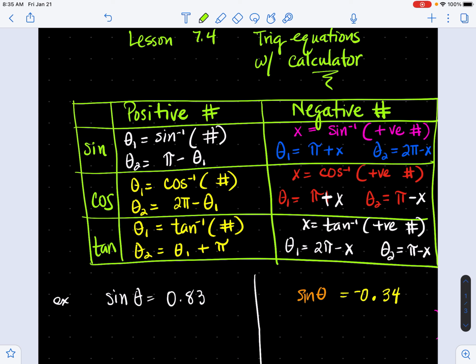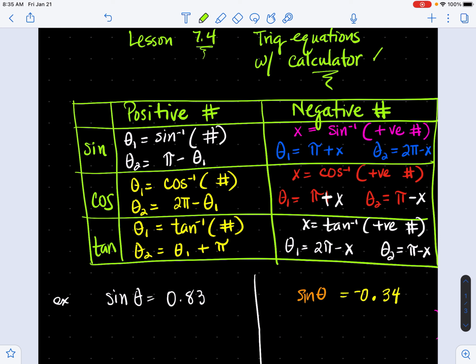Hey, welcome back. This one is lesson 7.4, trig equations with calculator. Basically, the equations aren't that long or anything. They're simple equations, and we shall have to use a calculator because we're not going to find these values on our unit circle. And this is lesson 7.4, and again, if the 7.4 does not match up to what we did in class, the topic is the same, trig equations with calculator.